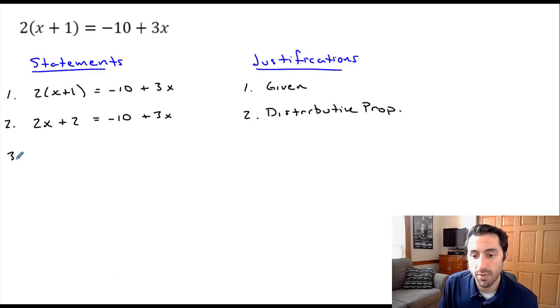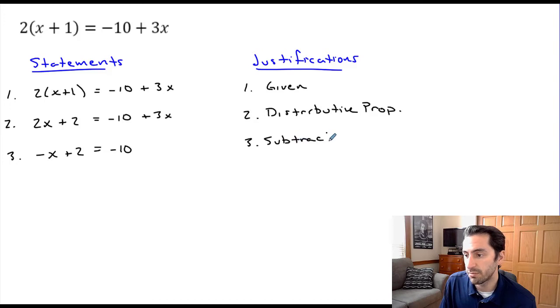All right, let's continue on by solving. The next thing, I want to group up my variable terms. So maybe I would subtract 3x from both sides. If I subtract 3x from the left-hand side, I end up with negative x. If I subtract 3x from the right-hand side, 3x minus 3x will just give me 0. And then for my justification, how did I go from step 2 to step 3? My reasoning there is the subtraction property of equality.